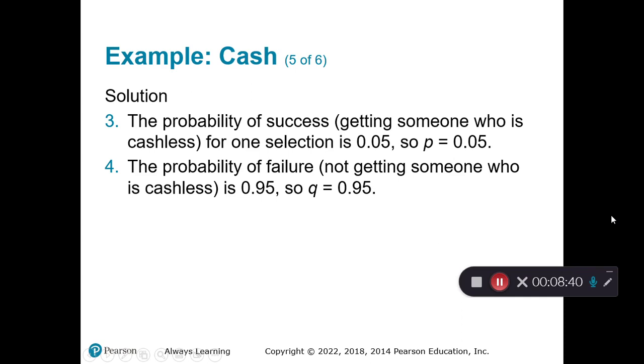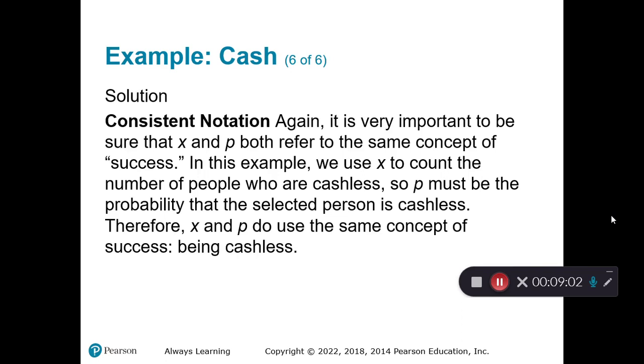Next, what does P stand for? P is the probability of success, which was given to us to be 0.05. Finally, Q is the probability of failure. If there is a 5% probability of having someone who is cashless, then there is a 95% probability that the person is not. Again, we find that number by subtracting the probability of success from 1.